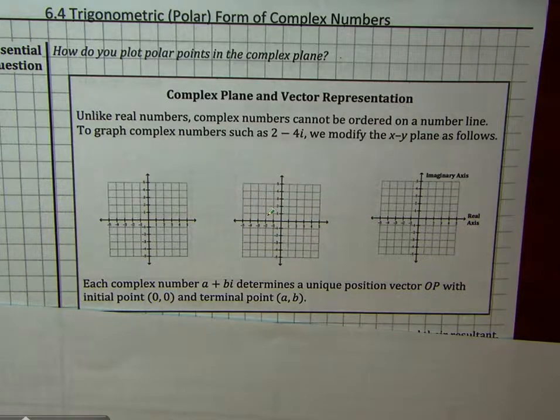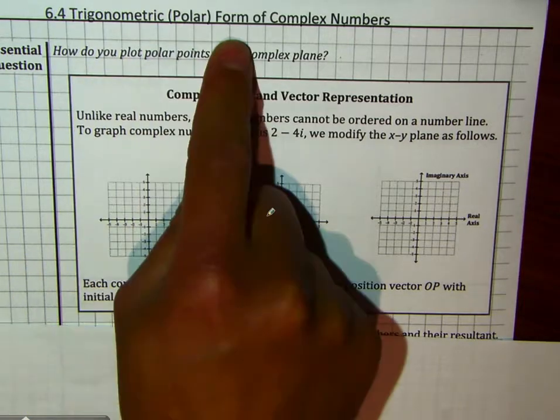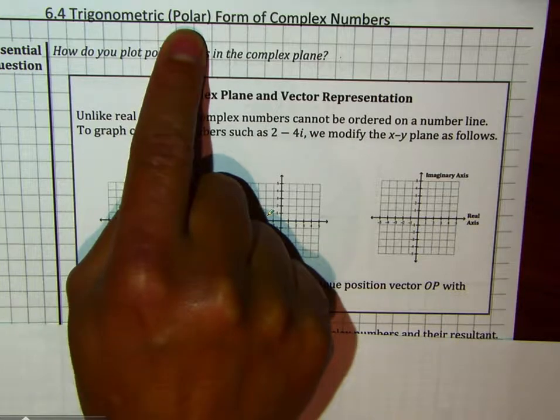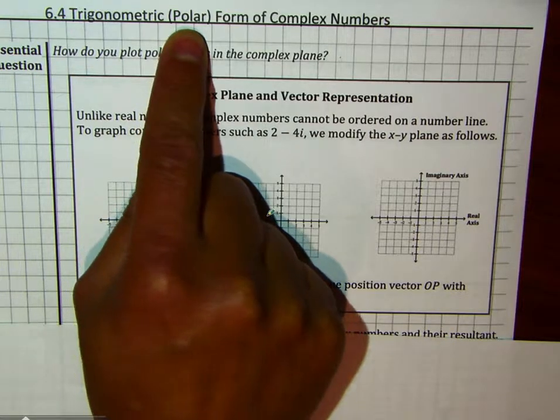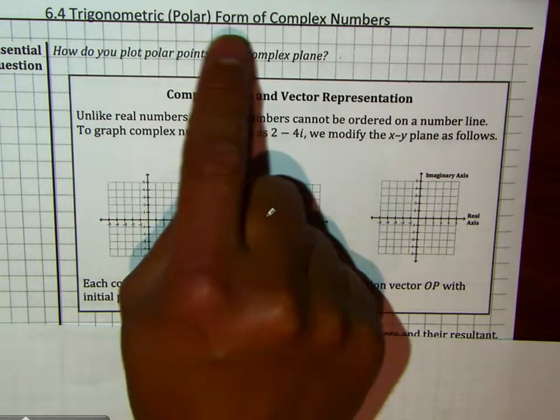Good morning. Today we are going to start with section 6.4, trigonometric form of complex numbers. Notice that sometimes we're going to call them polar form, and that'll be on the next section. But in this section, we're going to call them trigonometric form of a complex number.